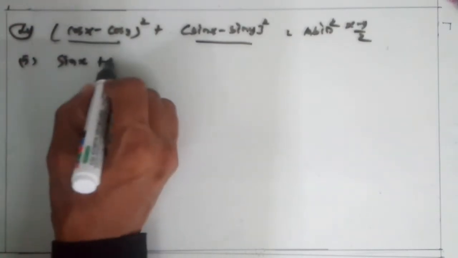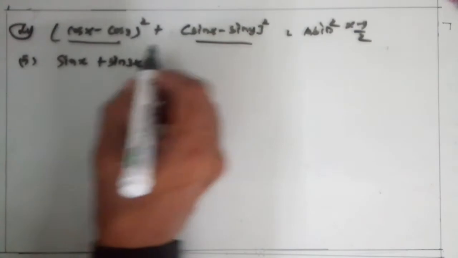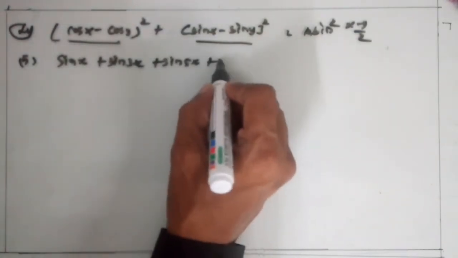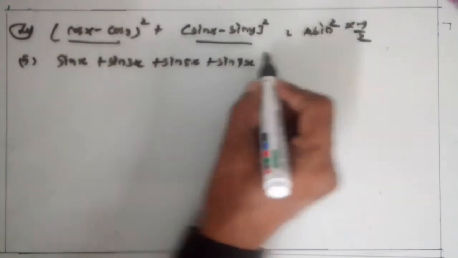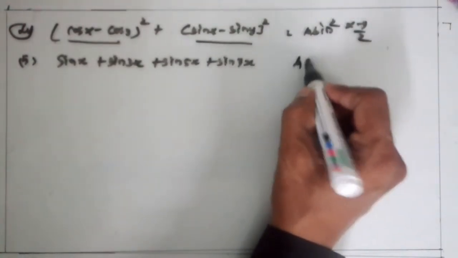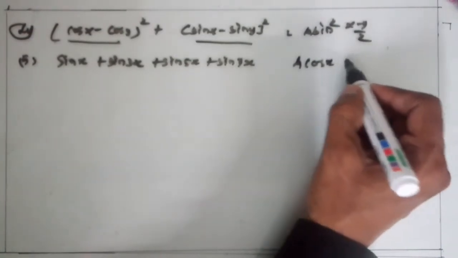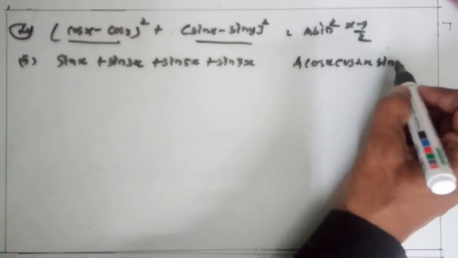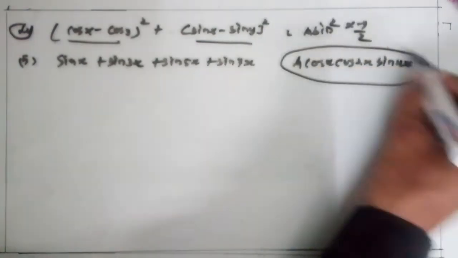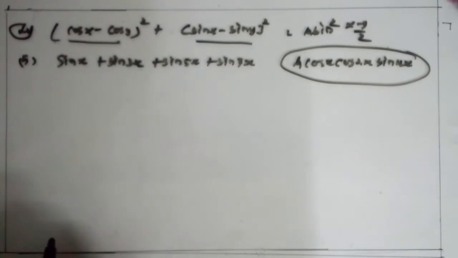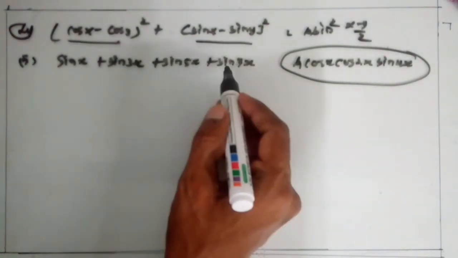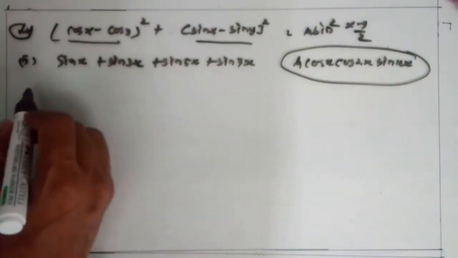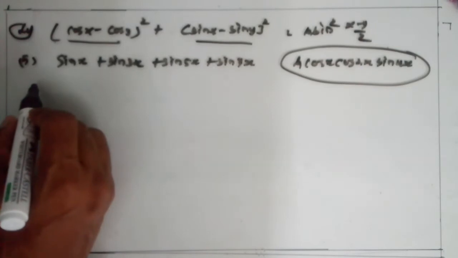Now question number 5. Prove that sin x plus sin 3x plus sin 5x plus sin 7x is equal to 4 cos x into cos 2x into sin 4x. Prove this. Here we want to change this addition into multiplication form, and you know how to change addition to multiplication and multiplication to addition.